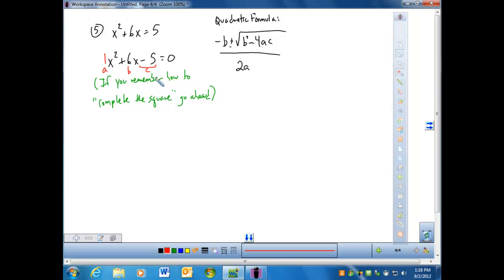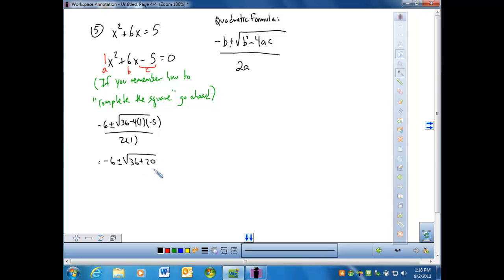Since there wasn't a 1 in front of the x squared in this problem, we'll write that in. That becomes our a. Positive 6 is our b. And remember, the negative 5, the whole thing, the negative included, is our c. I do like to write a lot of those into my problems as I do my work. Helps me to avoid some careless mistakes.